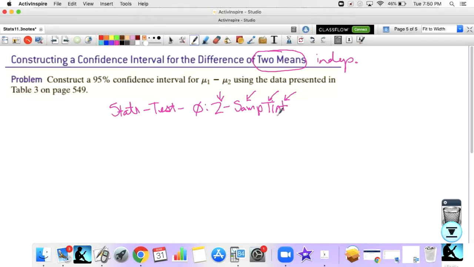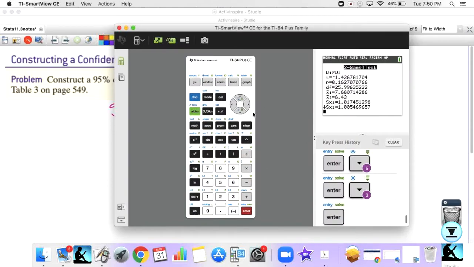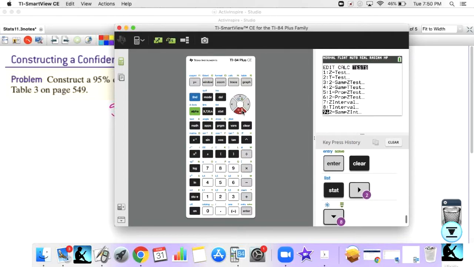Remember when we did dependent, we just did our normal T interval because we were really only testing our third column, our L3. Here we have those 2 separate samples, because they're independent, so we need to make sure to choose this option. So let's go over to that calculator. We'll clear her out. We're going to go back to stat, over to tests, down to 2-SampTInt. We don't want z int, we want t int, because we're dealing with means. So 2 sample t interval.